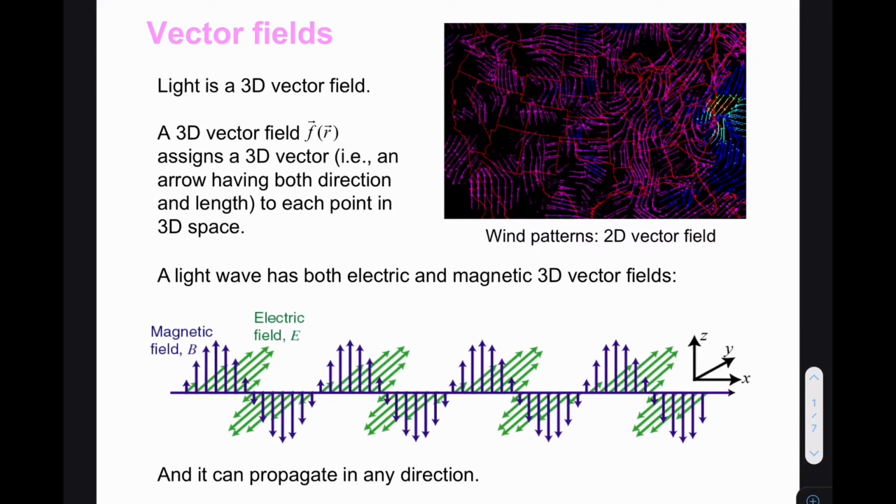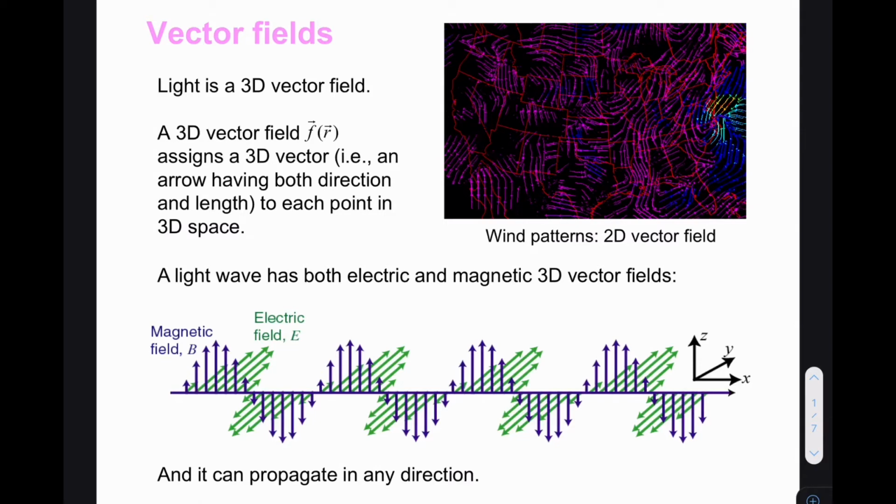So it has both an electric field and a magnetic field, which are three-dimensional in nature, and it can propagate in any direction. You can visualize the magnetic field and the electric field of light by using this diagram. If light is propagating in this direction, then both the electric field and the magnetic field are actually perpendicular to the direction of propagation of light. And this electric field and magnetic field are also perpendicular to each other, as you can see from this diagram.